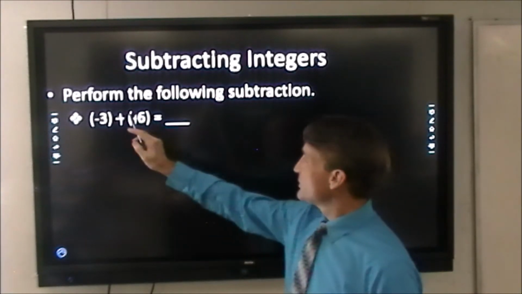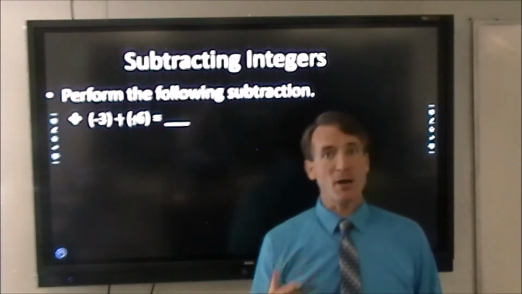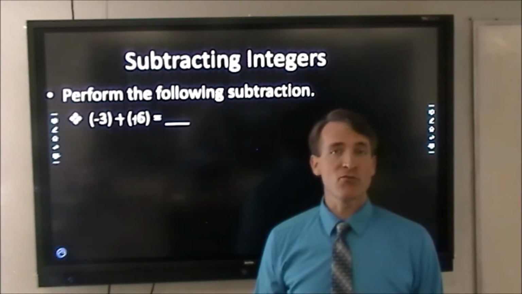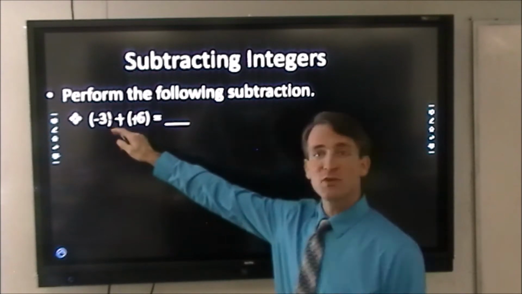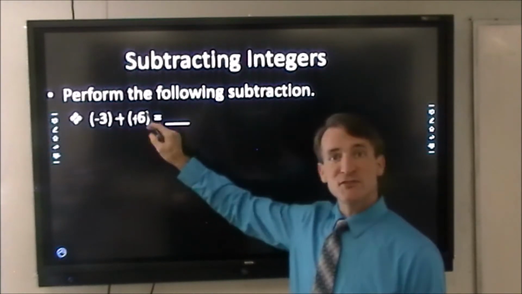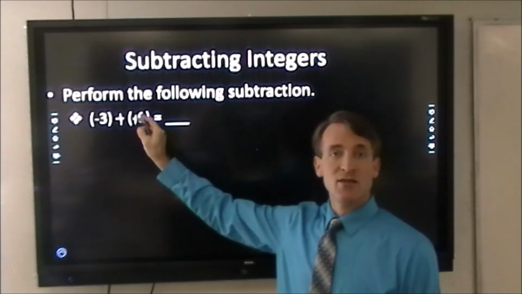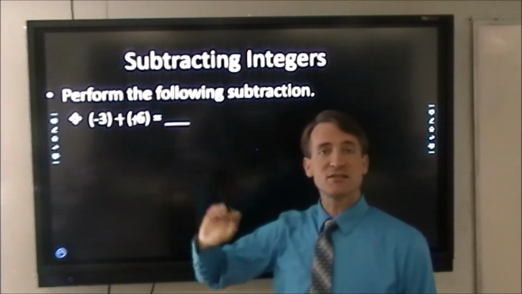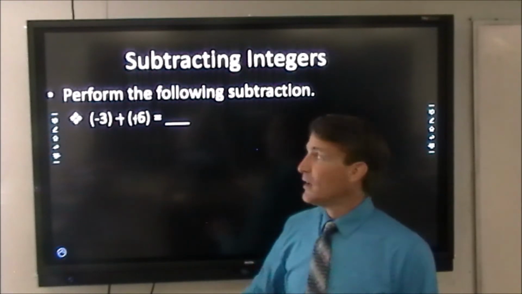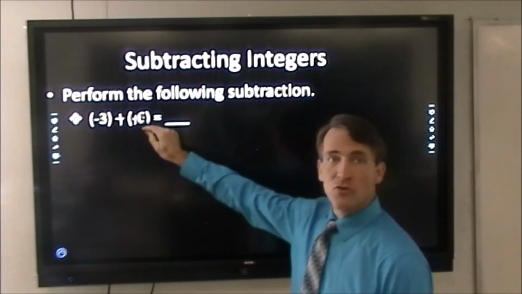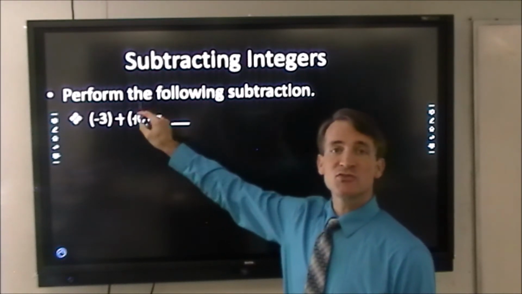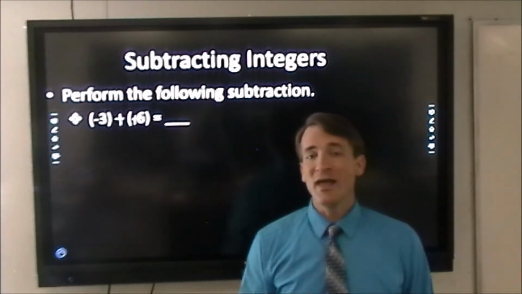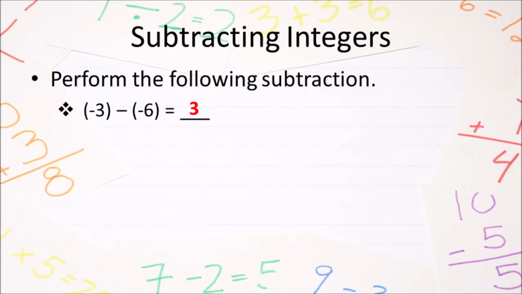So now what I have is two numbers with opposite, different signs, therefore I find the difference in their absolute values. The absolute value of negative 3 is 3. The absolute value of 6 is 6. The difference between 3 and 6 is 3. And which value is greater, 3 or 6? 6 is a greater value, so I use the sign in front of it, which is now a positive sign. So my final answer is going to be a positive 3.